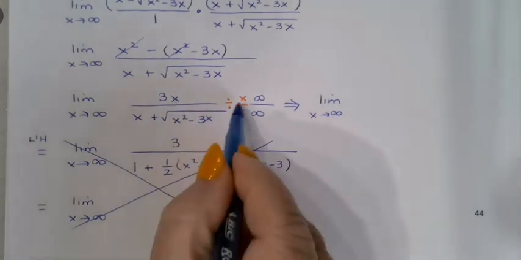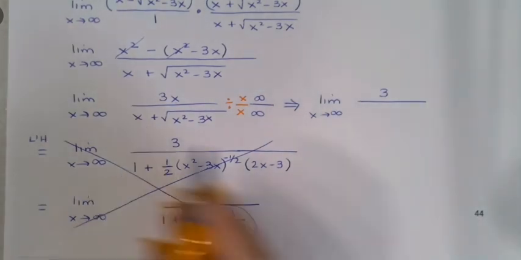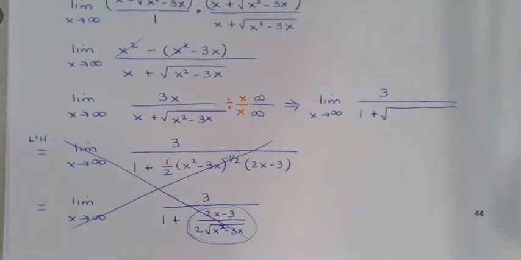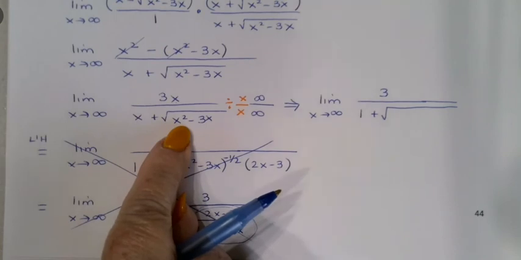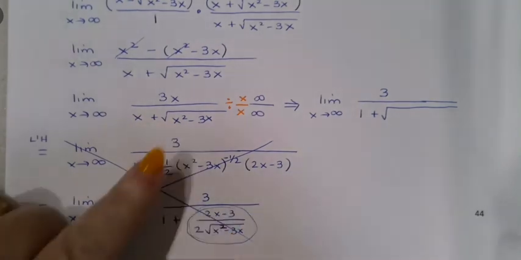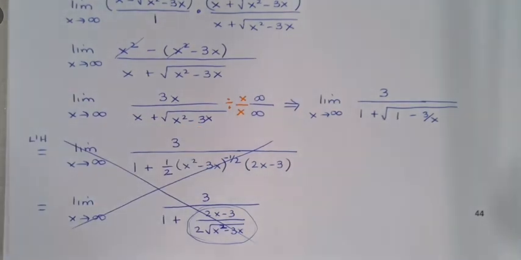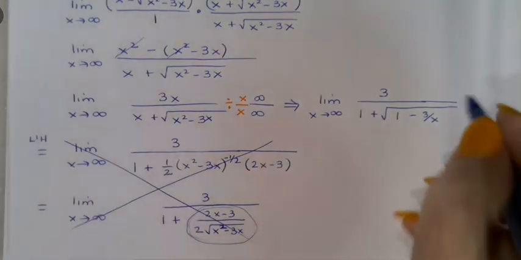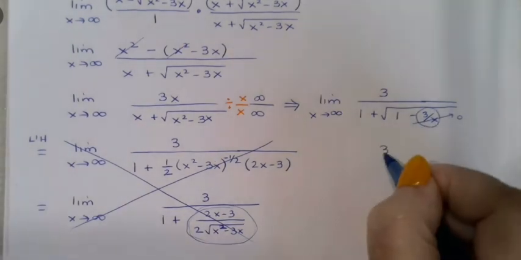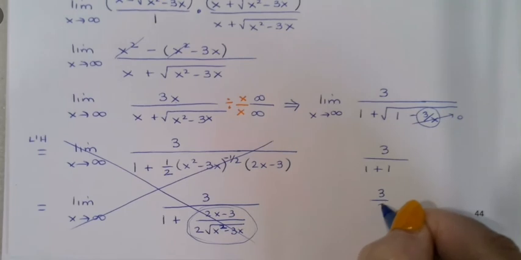On the top, 3x divided by x is 3. On the bottom, x divided by x is 1, plus the square root of. And then remember, under the radical, you actually have to divide by x squared. We're dividing by the square root of x squared. So that'll become a 1 minus 3 over x. Now as x goes to infinity, that fraction goes to 0, and I just end up with 3 over 1 plus the square root of 1, or 1, giving me 3/2.